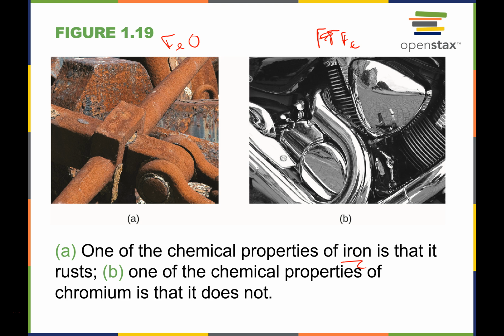Paper doesn't oxidize. So the chemical property of paper is that it does not oxidize. The chemical property of iron is that it does oxidize. See how that works? Chemical property and chemical change definitely go together.